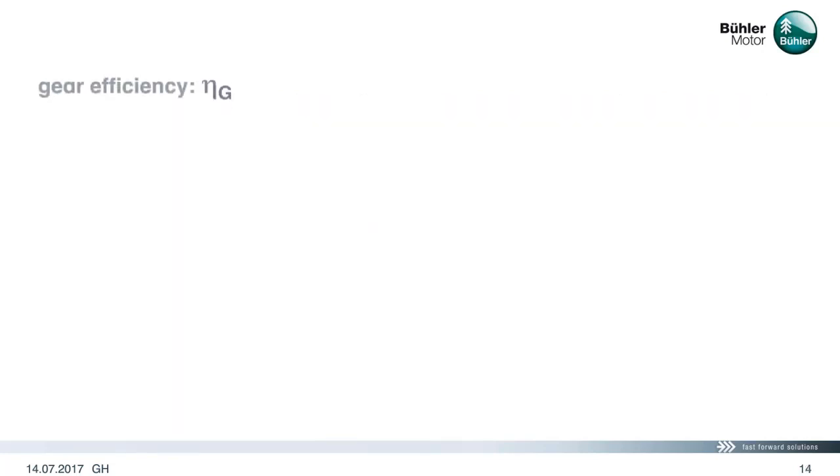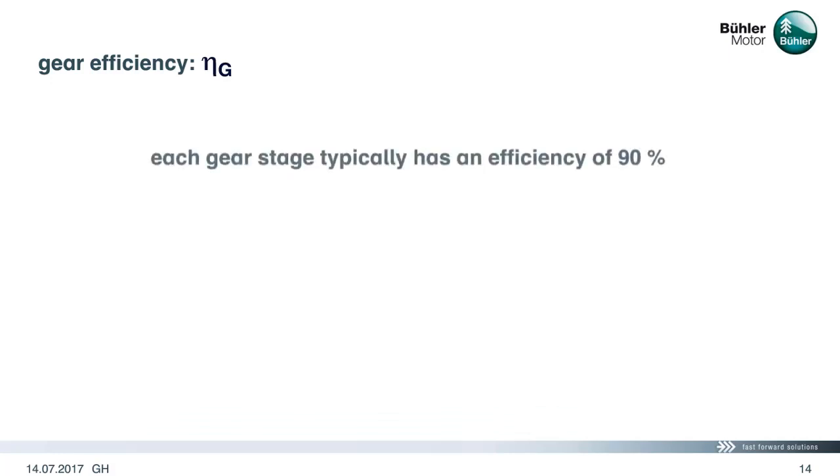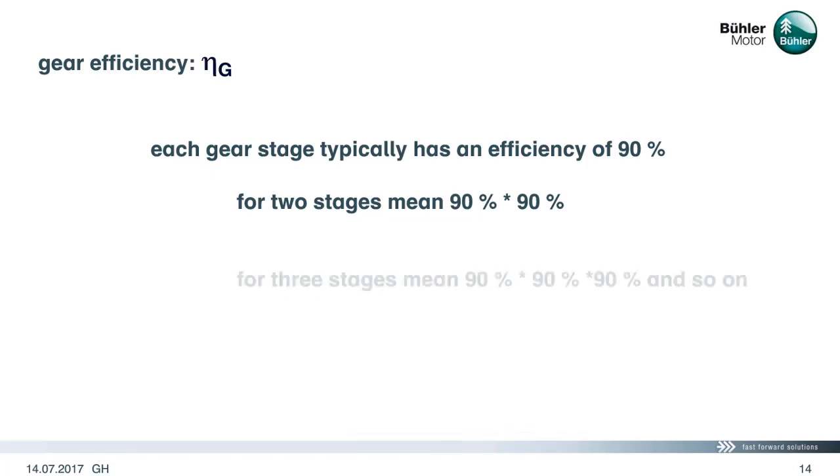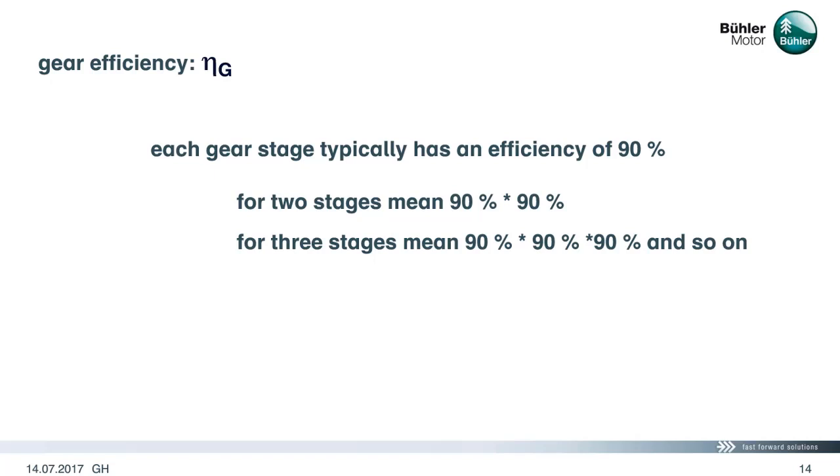Calculating the efficiency eta sub g of gearboxes with more than one stage means, if each stage has an efficiency of 90%, two stages means 90% times 90%, three stages means 90% times 90% times 90%, and so on. The formula for the gearbox efficiency eta sub g therefore is eta sub g is 0.9 to the power of the number of gear stages.